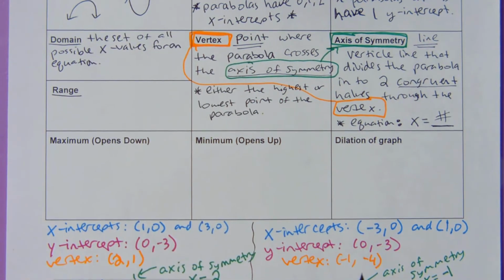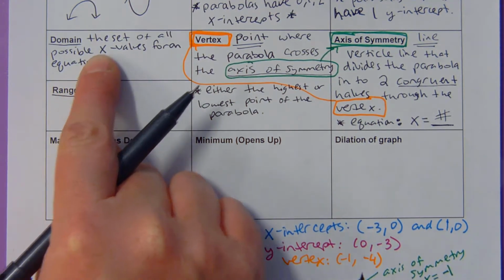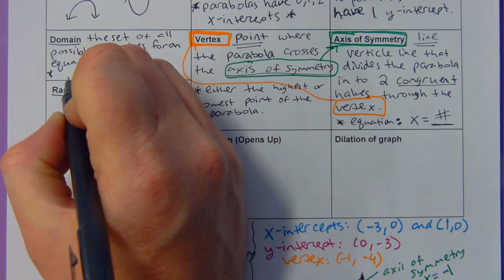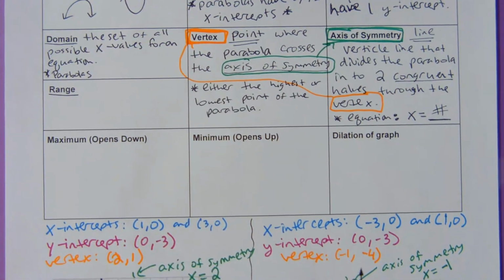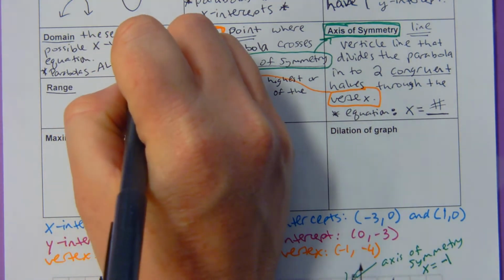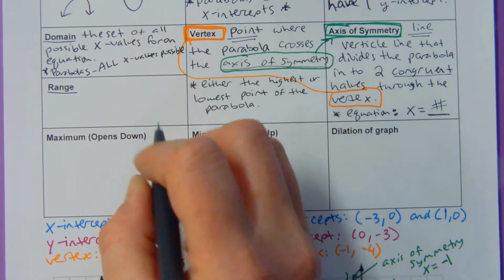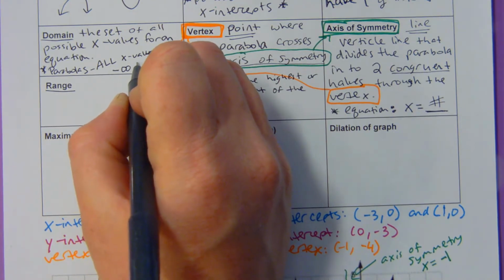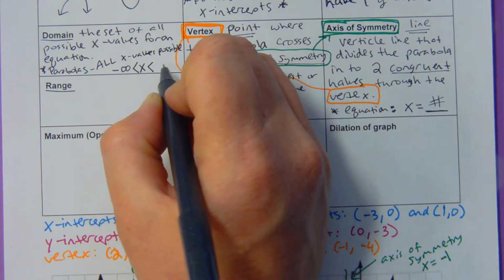And that's true for any kind of equation. It's not just, there's not just a domain in quadratics. It's for any kind of equation at all. So the domain is all x values for the equation, and specifically in parabolas, all x values are possible. So the way we write that in set notation would be negative infinity is less than x, and x is less than infinity.